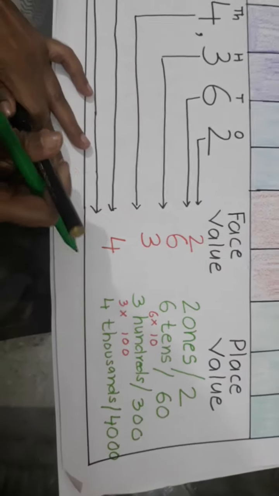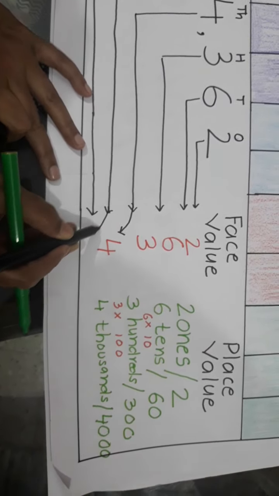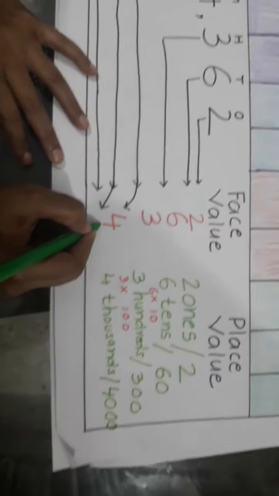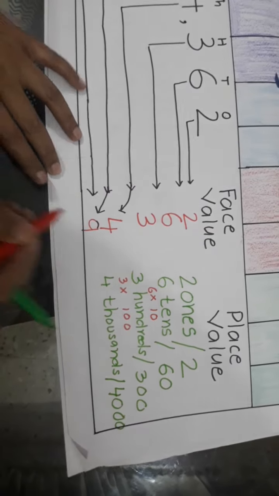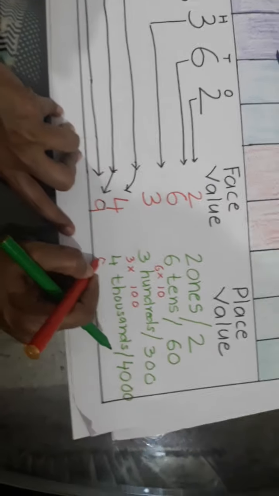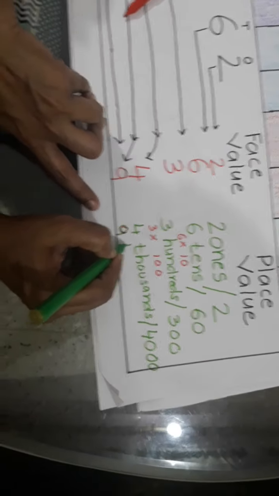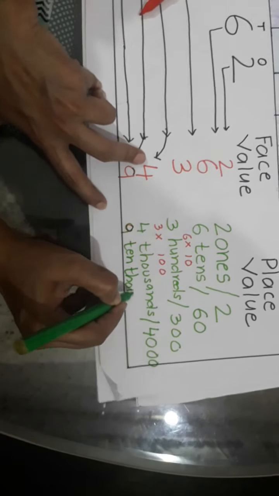Now look at the digit 9. You know, my arrow has gone a little bit this way. It is for this one and this is for this one. Do not get confused. Now the next digit is digit 9. What is the face value? 9. What is the place value? It is 90 thousands.